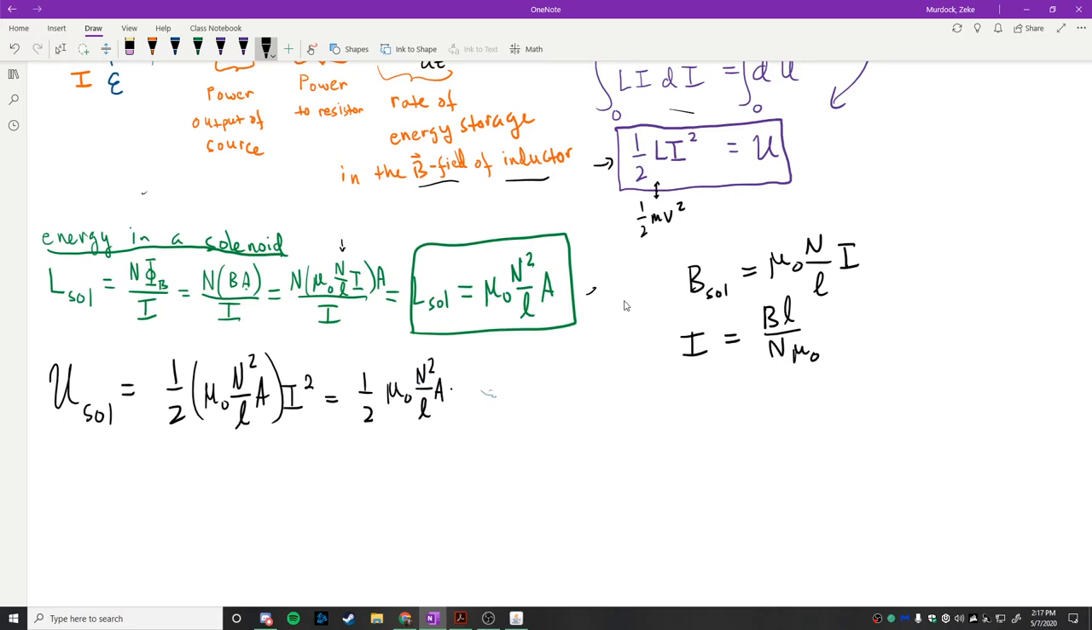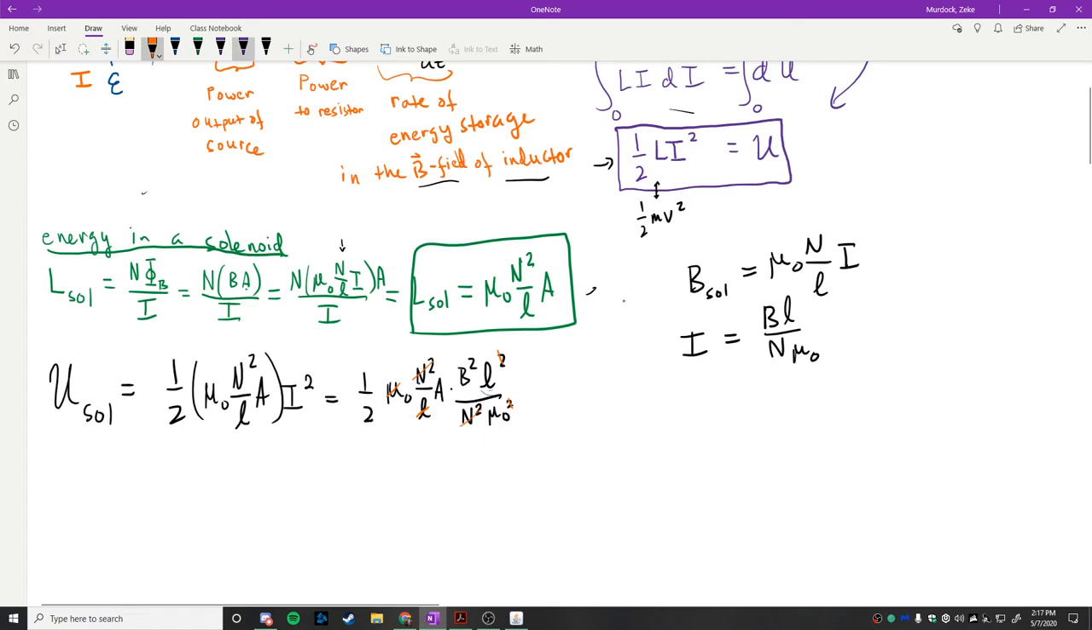so I squared is going to be B squared L squared divided by N squared mu naught. Wait, is the N supposed to cancel out like this? One of the L's does. No, this looks fine. So now one of these N squareds cancel. The mu naught, oh, I left something out. Everything here was squared. We had to square the I, so everything here is squared. So then the mu naughts cancel, like one of them cancels. And one of the lengths cancels.